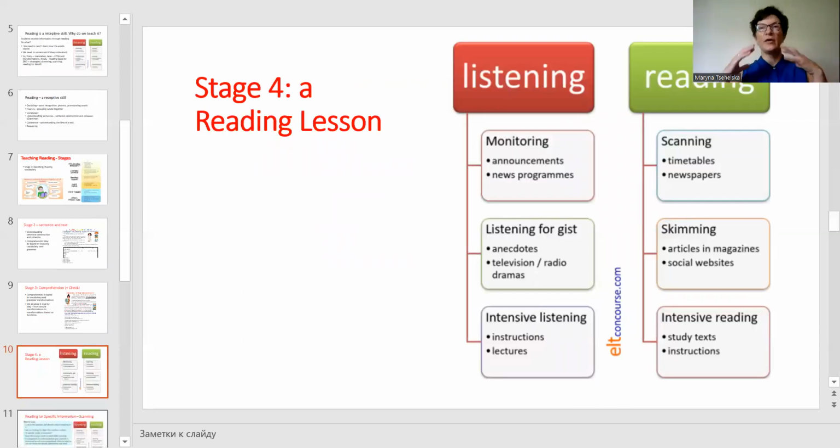So we have developed our students with reading words, reading sentences, checking their comprehension first by translation, by pictures, by transformation or CCQs, and at a certain stage we can go to a reading lesson. A reading lesson, even if it's a part of a lesson, should be based on these types of reading: scanning, skimming, and intensive reading.